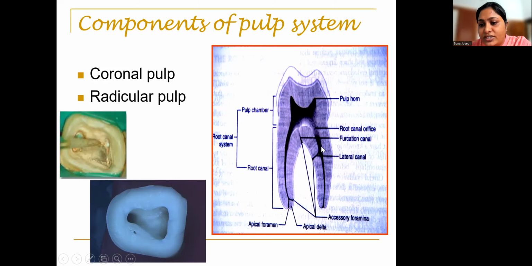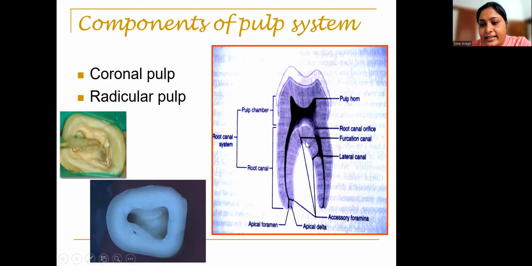Now, any canal which emerges from the main canal to the periodontium is known as an accessory canal, and the foramen of this is called the accessory foramen. So there is a main canal, and there can be accessory canals like this with accessory foramen. The amount of dentin present between the main canal and the accessory canal is almost triangular in shape, similar to the Greek letter delta, so it is known as the apical delta.